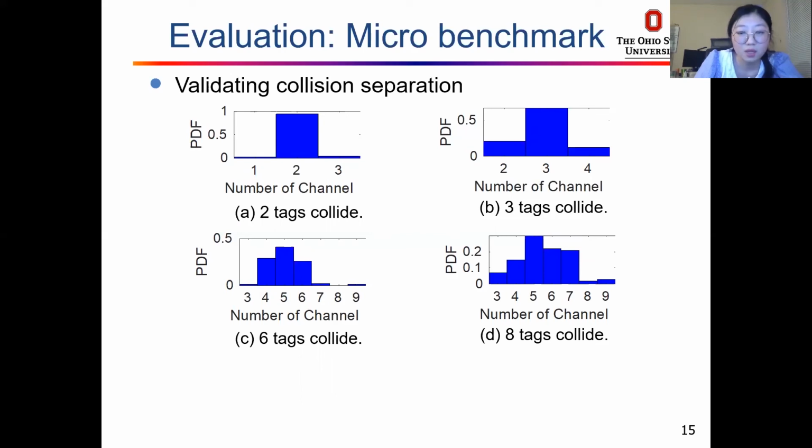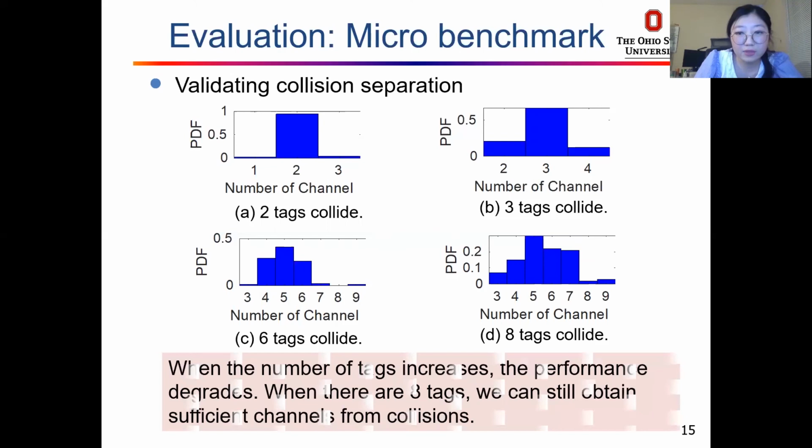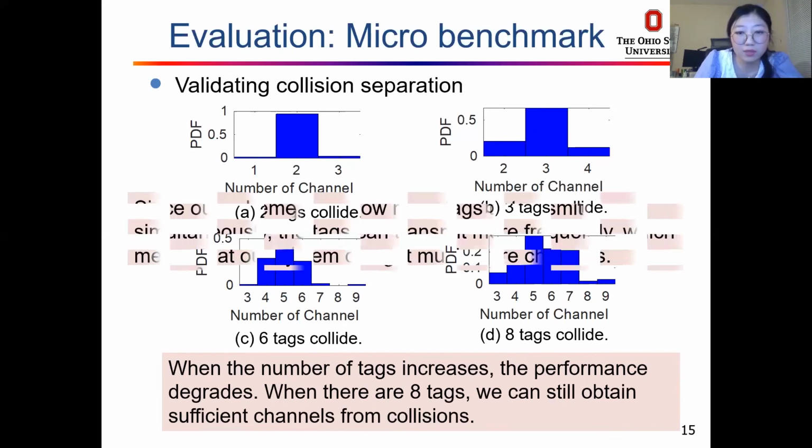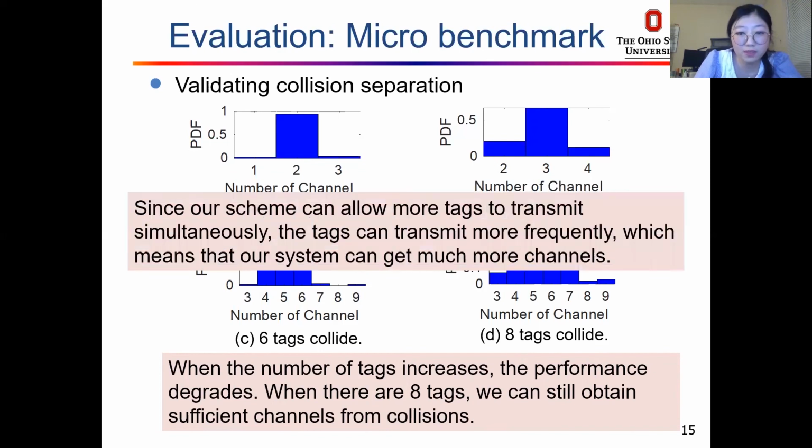tags increases. The results indicate that our system can extract more channels when the number of collected tags increases. Previous work can only support 3 tags simultaneously transmitting. In our system, even when there are 8 tags, we can still obtain sufficient channels from collisions. Since our scheme allows more tags to transmit simultaneously, the tags can transmit more frequently, which means that our system can get many more channels.